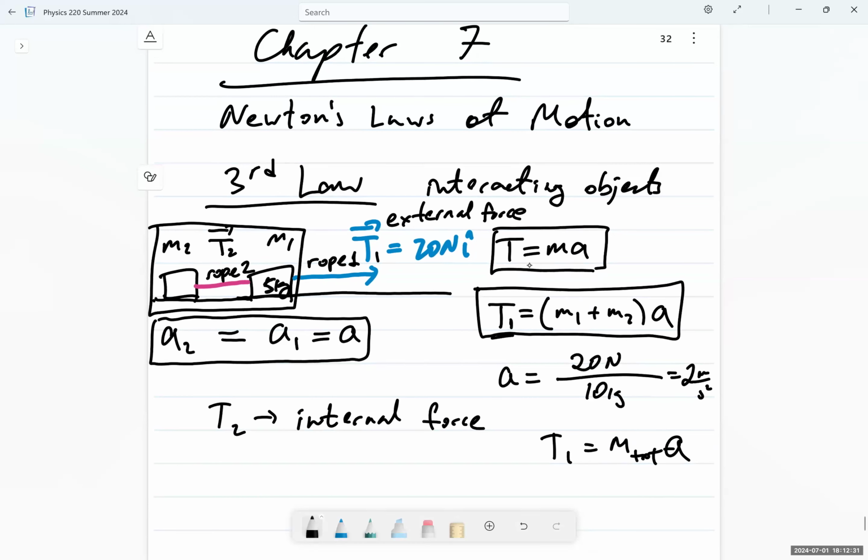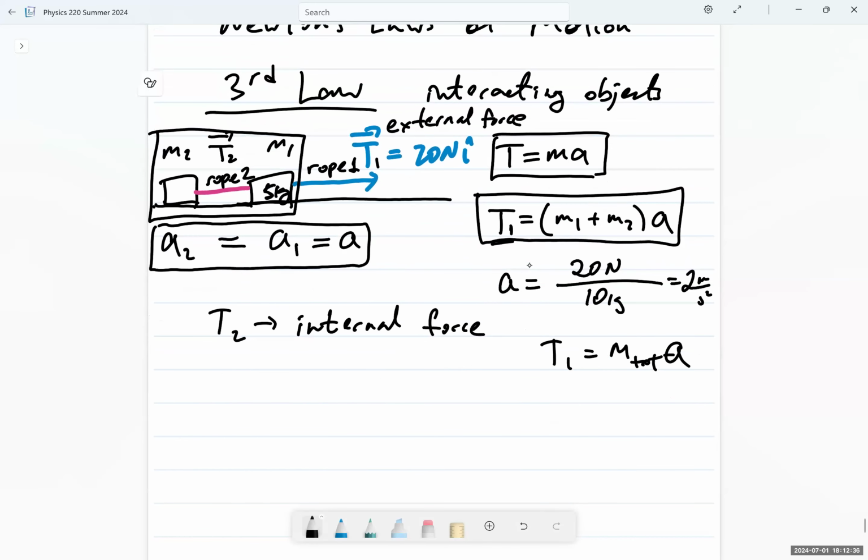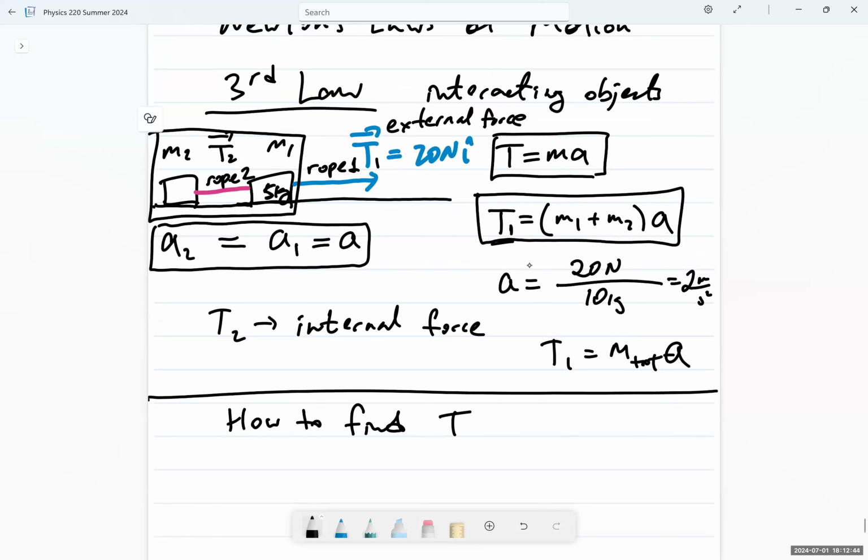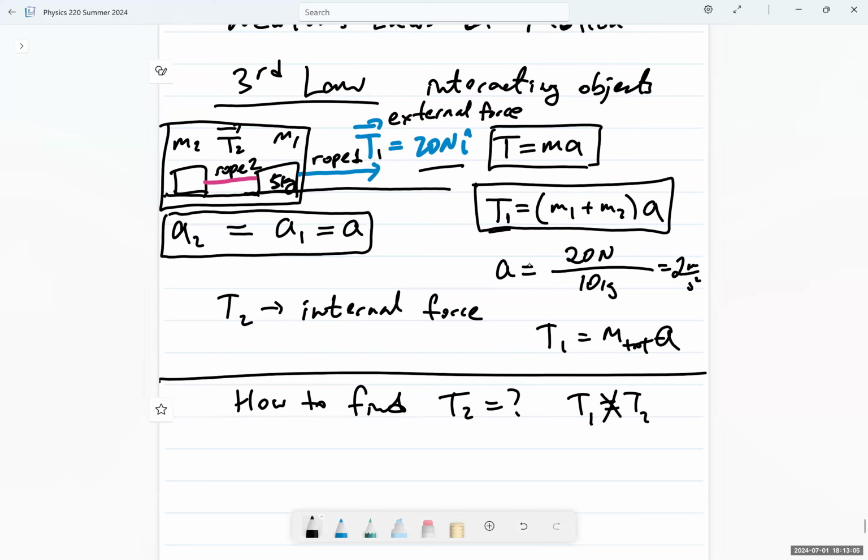Do you guys have any questions? Now, for example, let's say you want to know how to find tension 2. Well, if you think that tension 1 and tension 2 are the same, they're not. If tension 1 is 20 newtons to the right, tension 2 is going to be different because it's coming from a different rope.